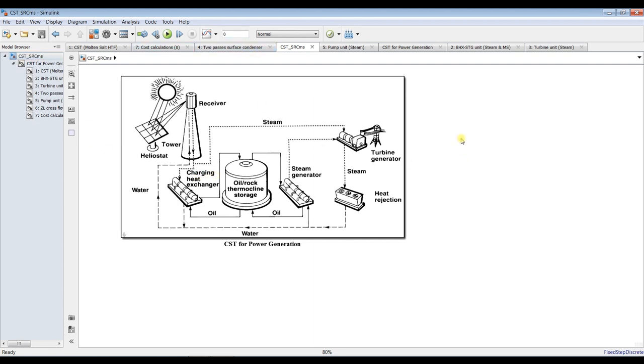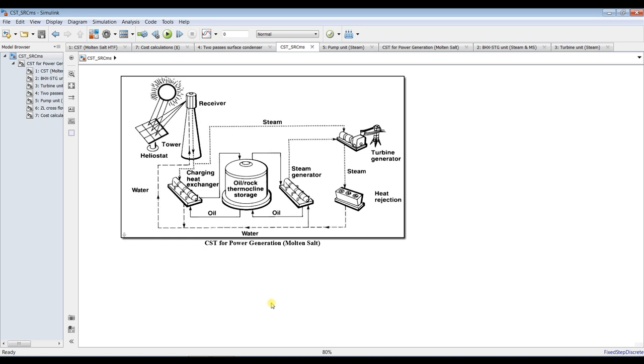What we have here is a concentrated solar tower using a central receiver, heliostats, and molten salt. This is just a demo photo of your cycle. You can use oil, water steam, or molten salt, but our model is about molten salt. So I have to add molten salt here, in order not to forget.